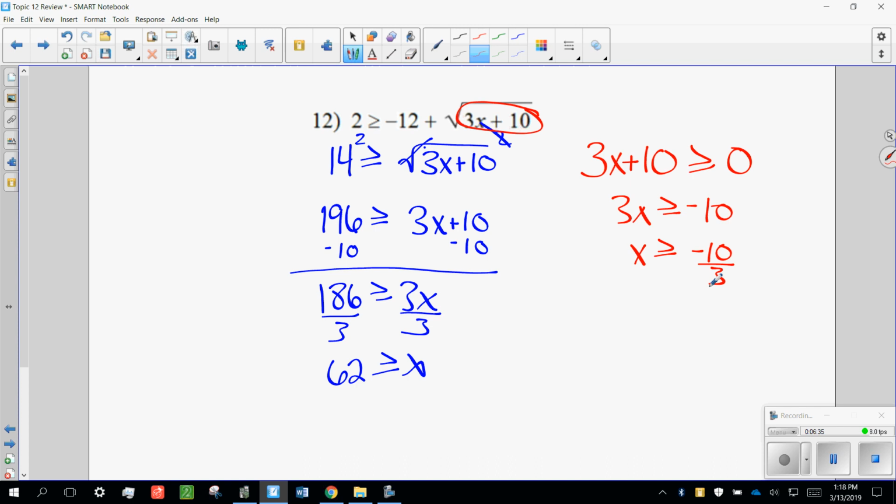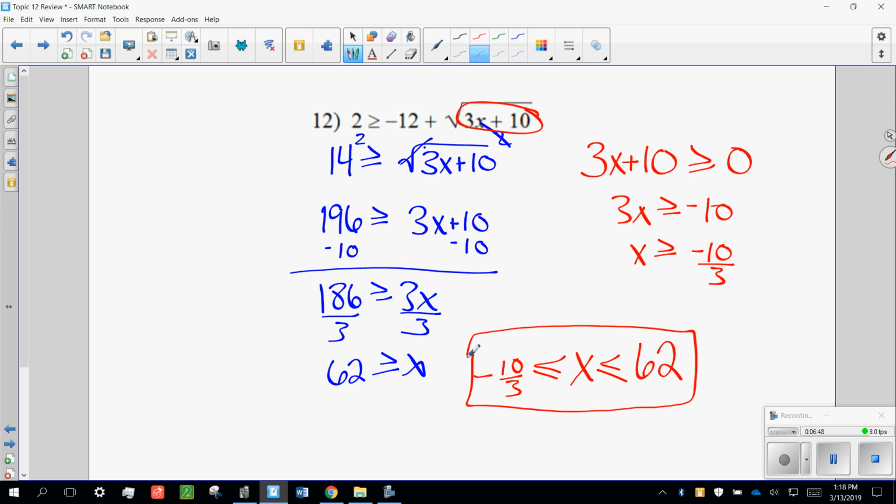So we have two things here. X needs to be less than or equal to 62, but greater than or equal to negative 10 thirds. You can write that as a decimal if you want, but those are the requirements for x on this one. Okay, so we can have a negative number for x, but we can't have a negative number like negative 4. If we plug in a negative 4 here, we're going to be taking the square root of a negative, and we're not going to do that.